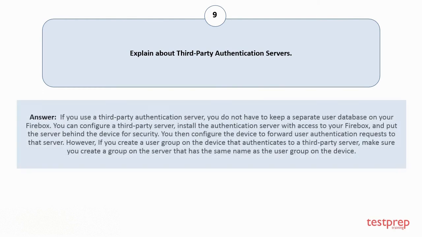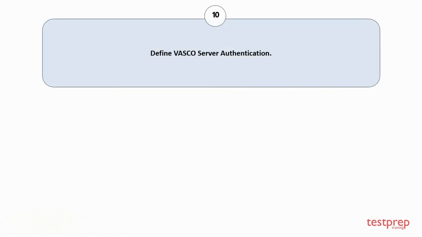Your answer is: if you use a third-party authentication server, you do not have to keep a separate user database on your Firebox. You can configure a third-party server, install the authentication server with access to your Firebox, and put the server behind the device for security. You then configure the device to forward user authentication requests to that server. However, if you create a user group on the device that authenticates to a third-party server, make sure you create a group on the server that has the same name as the user group on the device. Question number 10, define Bosko server authentication.